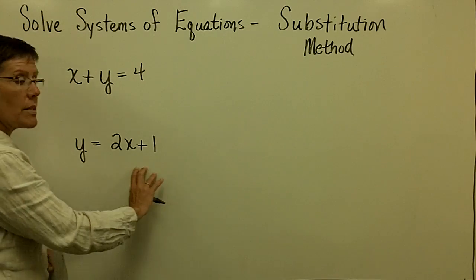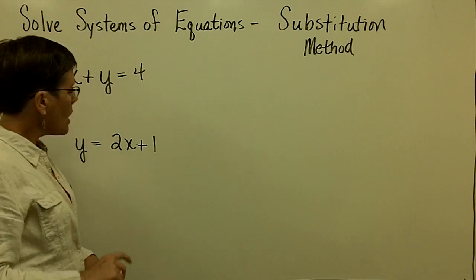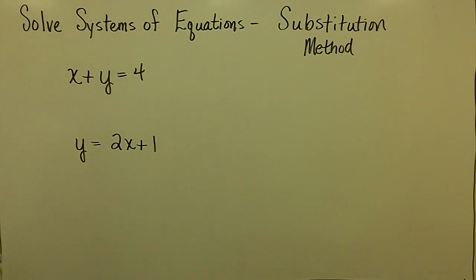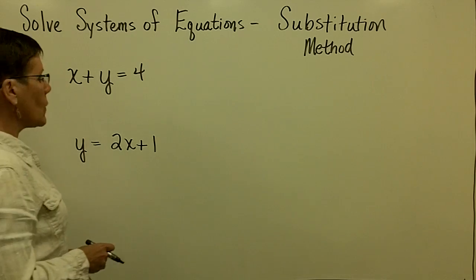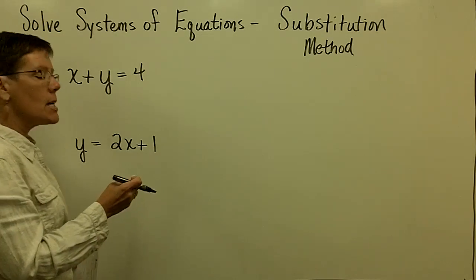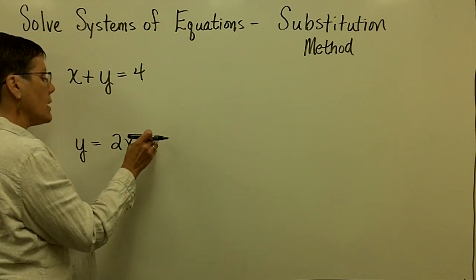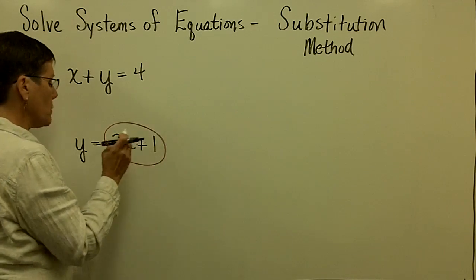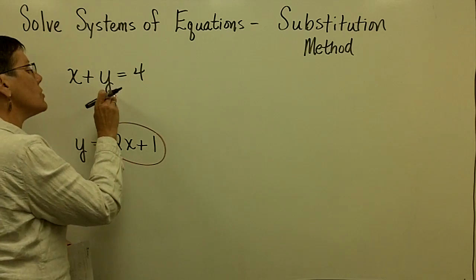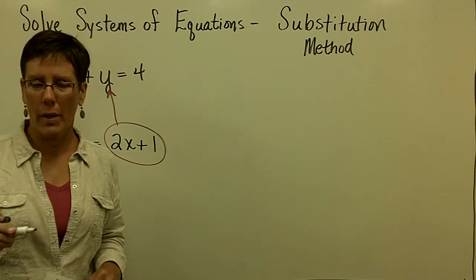For example, here's my first equation in the system and here's my second equation in the system. This second equation has y all by itself. Y equals 2x plus 1. When you use what's called the substitution method, you take a value, this is an expression, y is equal to this expression, and you substitute it into the other equation.